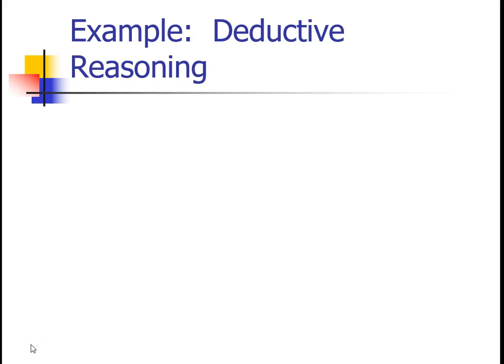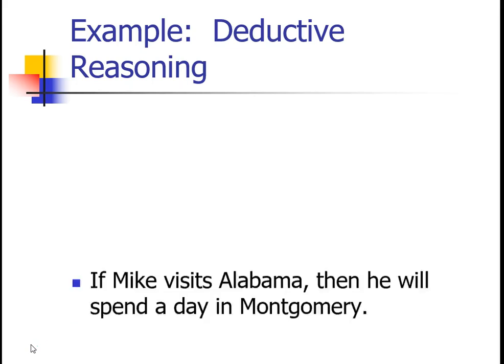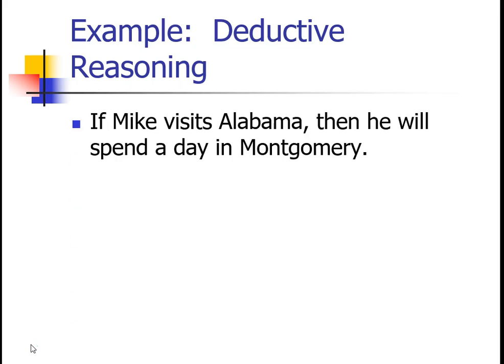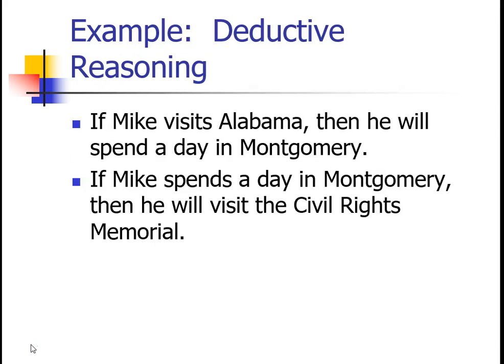Let's move to an example using deductive reasoning, one of the laws that we just learned. If Mike visits Alabama, then he will spend a day in Montgomery. If Mike spends a day in Montgomery, then he will visit the Civil Rights Memorial. Can you draw any valid conclusions from these two statements?